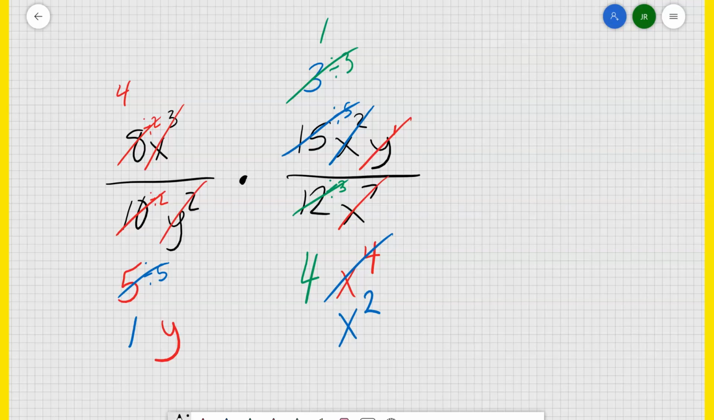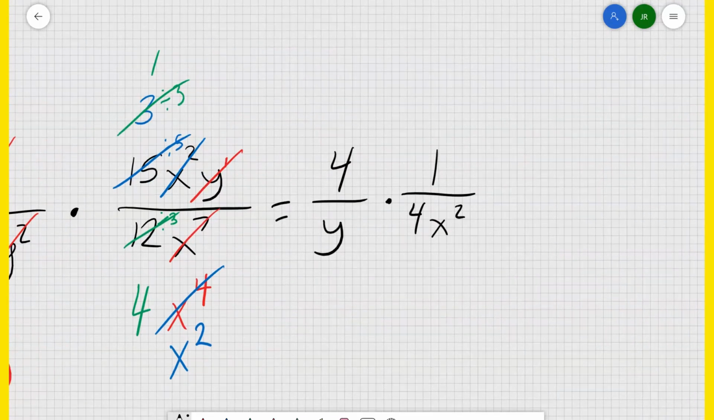So now what do I have? I have 4 over y, or 1y. If you want to leave it as a 1y, that's fine. You can leave the 1 off if you want. Times what's left here. The only thing left on top here is just 1. What's left on bottom here is a 4x squared. And there's actually one more reduction I can make in there. And I didn't see it before, but I see it now.